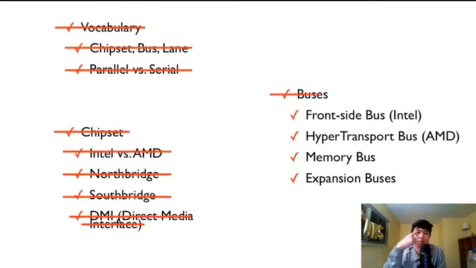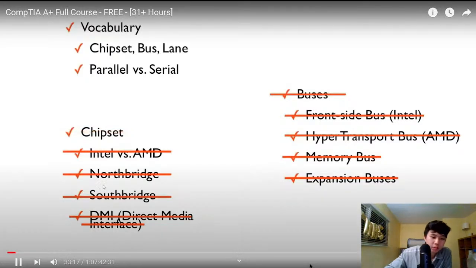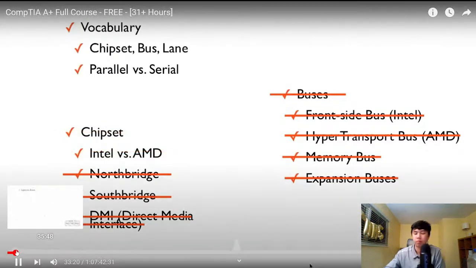So we just talked about all the different buses: front side bus, HyperTransport bus, memory bus, and expansion buses. So, to recap this entire video, we talked about certain vocabulary: chipset being all those chips put together and marketed as one, a set of chips, if you will. The bus, which transports data from one place to another. A lane, which allows for communication in and out. We talked about parallel versus serial communication. Parallel meaning more than one bit of data at a time, whereas serial is one bit of data at a time. We also talked about the chipsets, the two major manufacturers, Intel and AMD.